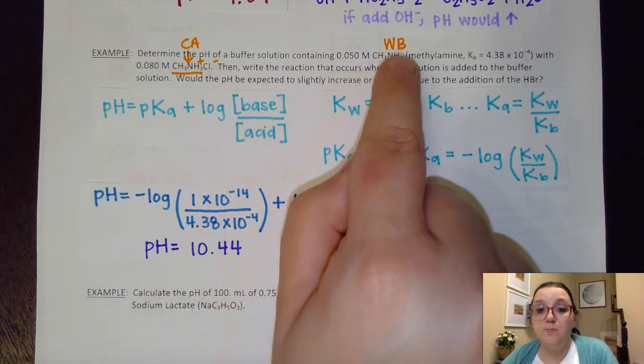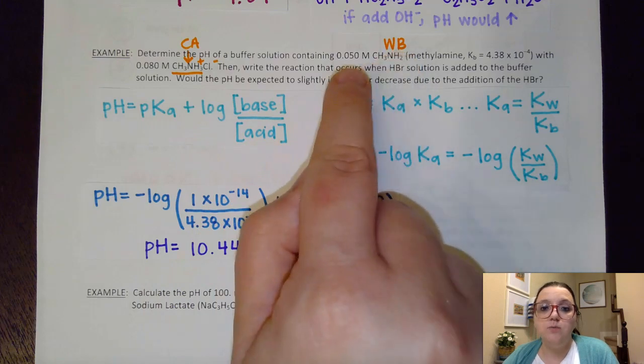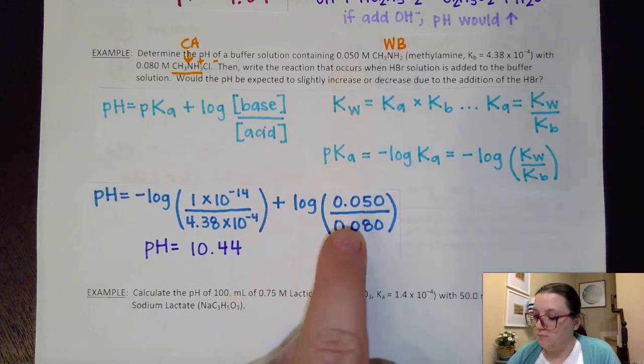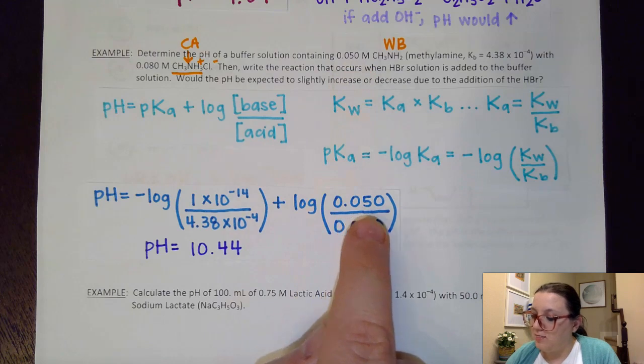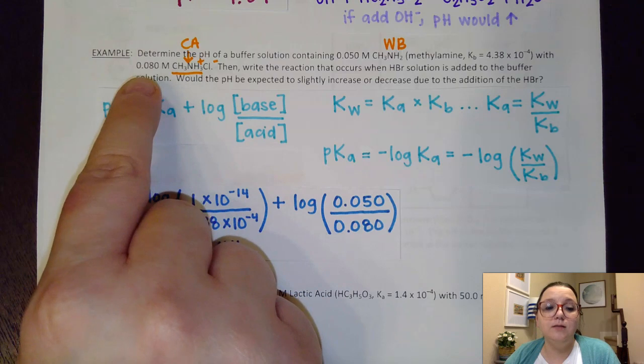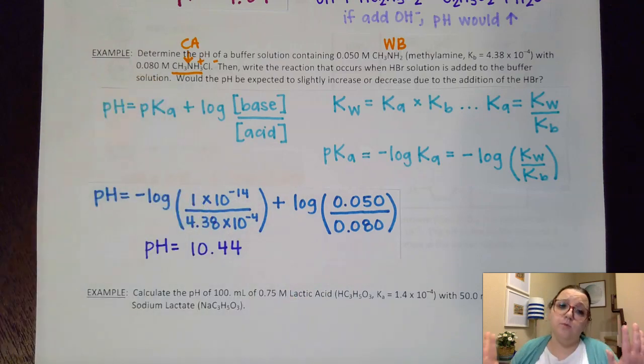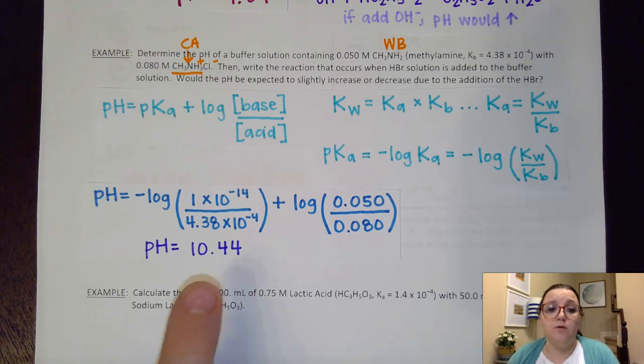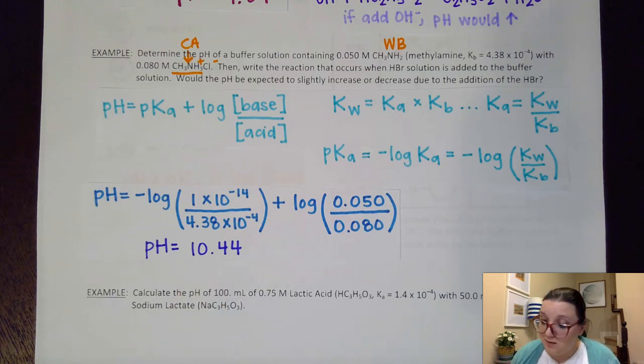Now here, the weak base is the base, so I use the 0.050 on top. And then I divided that by the acid. The conjugate acid had a molarity of 0.080. And again, no volumes were mentioned here, so I didn't have to do a volume dilution kind of thing. And so then I just simply plug all that into my calculator, and that gets a value of 10.44. Let's ask ourselves if that makes sense. Well, this is a weak base buffer system, and so therefore a pH above 7 does in fact make sense.